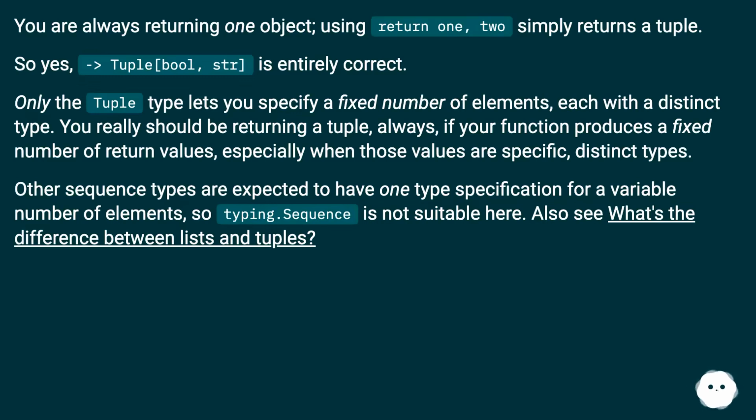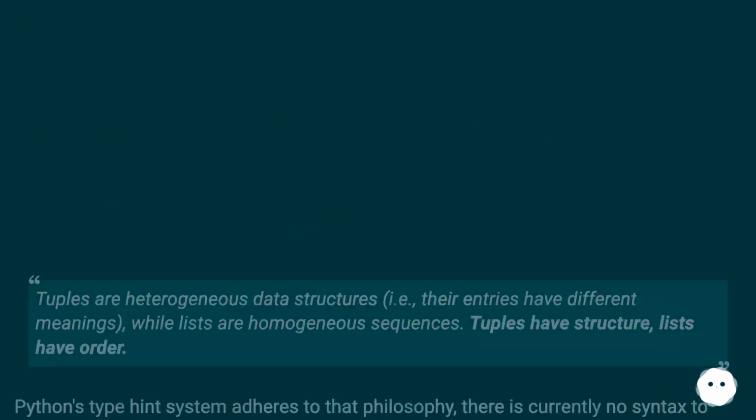You really should be returning a tuple always if your function produces a fixed number of return values, especially when those values are specific, distinct types. Other sequence types are expected to have one type specification for a variable number of elements, so typing.Sequence is not suitable here. Also see what's the difference between lists and tuples.